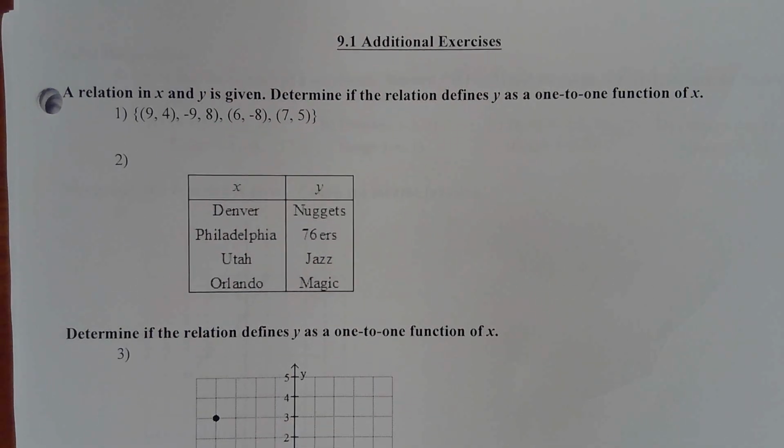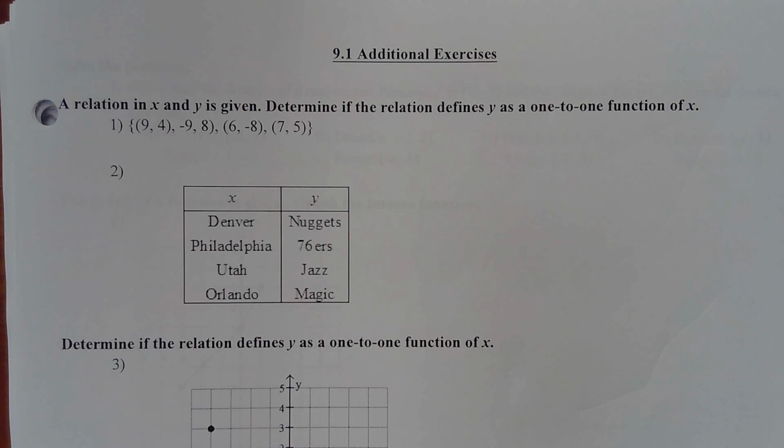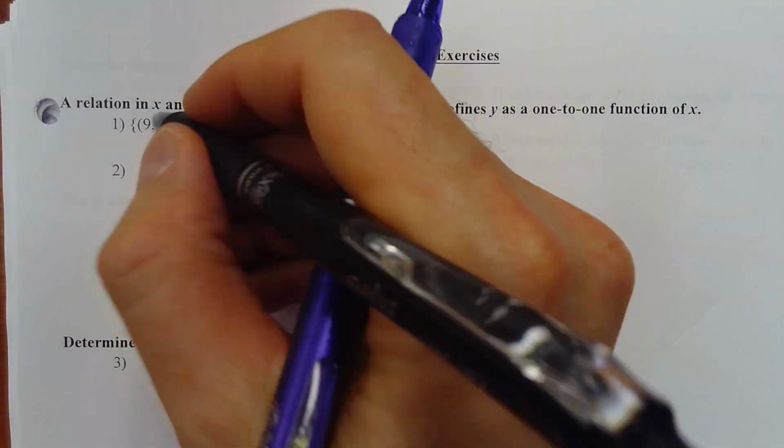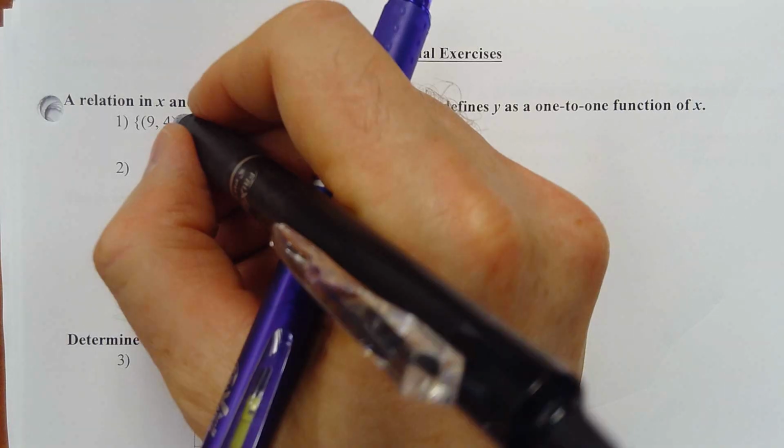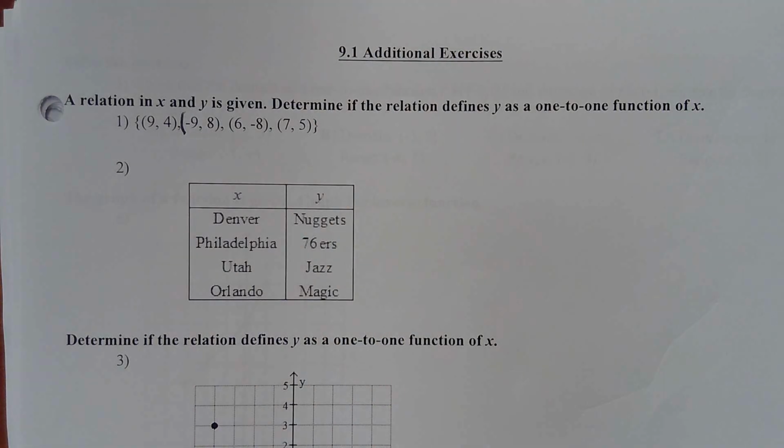All right, these are the section 9.1 additional exercises, and looks like there is a typo here. So number one, just go ahead and add a parentheses here. And we want to determine if the relation defines y as a one-to-one function.